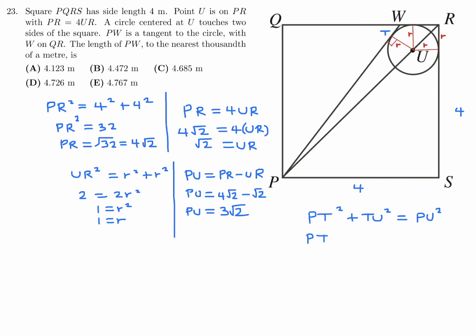All right, here we go. PT squared. TU is just r, and r is 1, so 1 squared. And PU, we just figured out, was 3 root 2, so this looks like 9 times 2, which is 18, minus 1 is PT squared. And therefore PT is equal to root 17. Great, we're making excellent progress so far, without anything beyond Pythagoras. Now comes the point of the question, the final step, which is not necessarily very difficult, but takes a little bit of thinking.